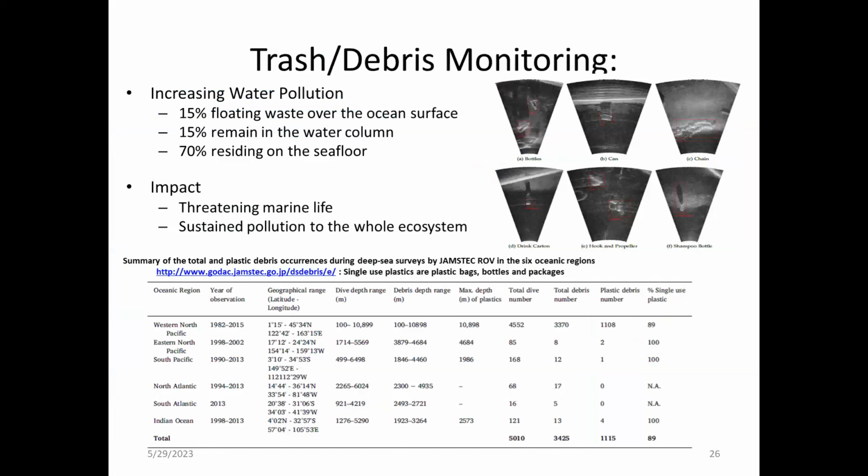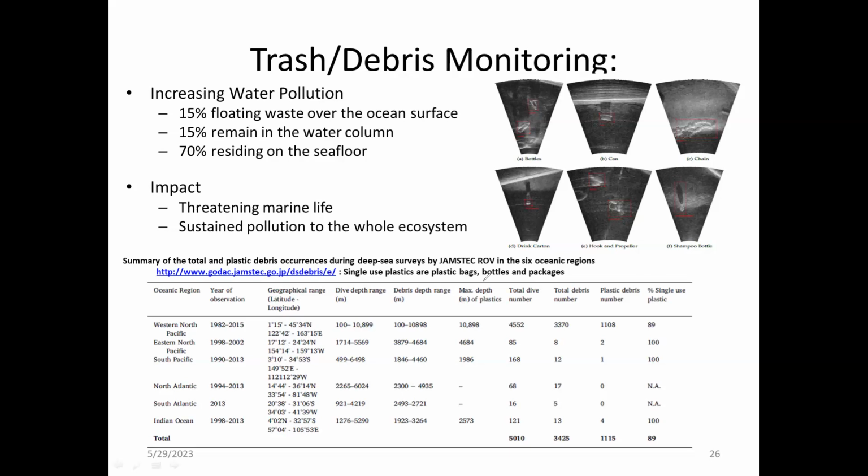Similarly, one big problem these days is the plastic pollution or debris pollution underwater. We can use side scan sonars underwater to monitor underwater pollution. These are some of the statistics from one Japanese ship, which explored the Western North Pacific, South Pacific, Atlantic, and Indian Ocean, and they found that the plastic and debris was found at different depths. And this is very alarming if you look at it.